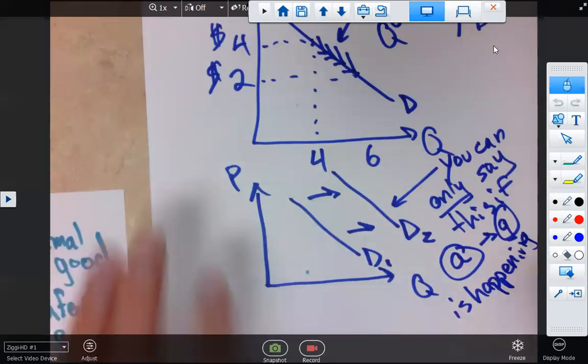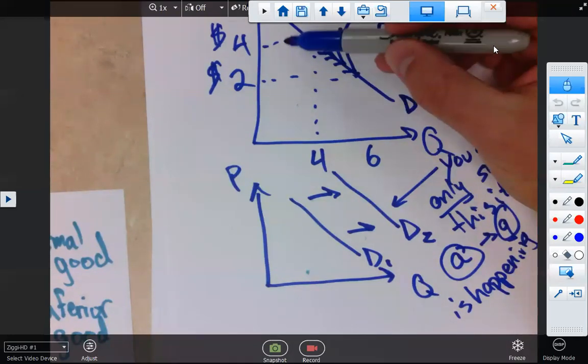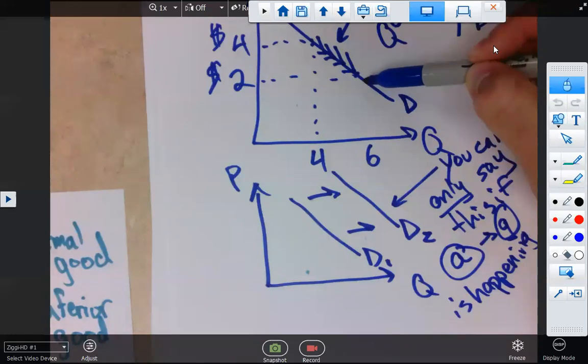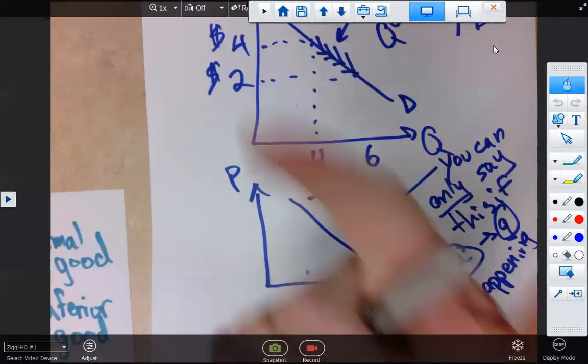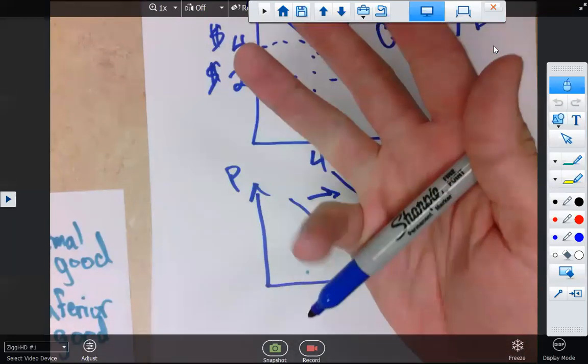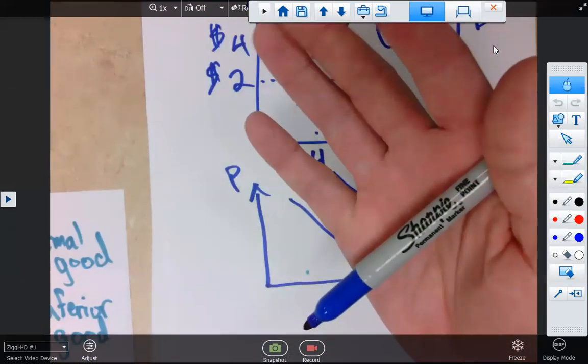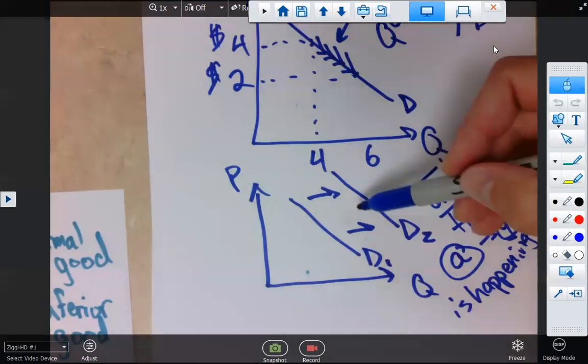So I always tell students, think about it like A through G are different buckets. And if you can't place whatever's in the prompt of your homework or the test in one of those buckets, it's not a change in demand. So remember, a change in the price leads to a change in quantity demanded. A change in the buyers, the price of complementary goods, the price of substitute goods, the incomes for normal goods, incomes for inferior goods, and expectations, any of those things is going to shift the actual demand curve.